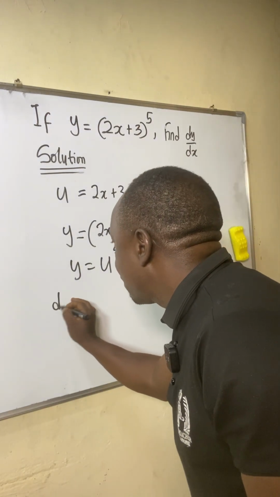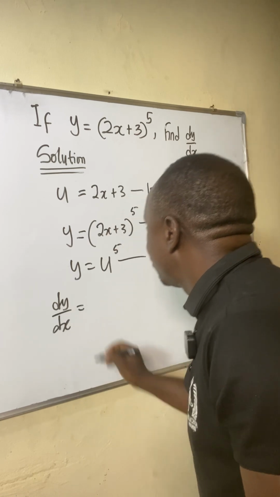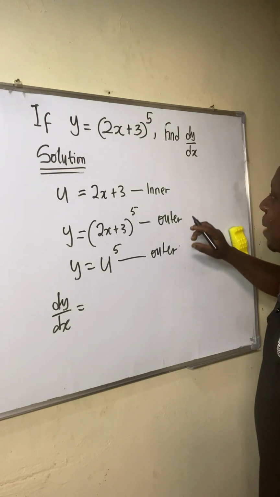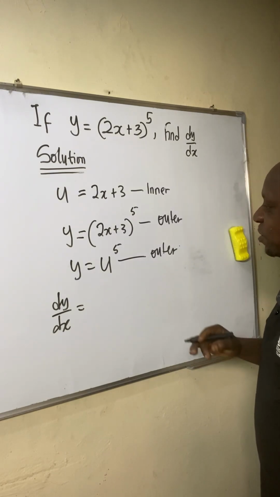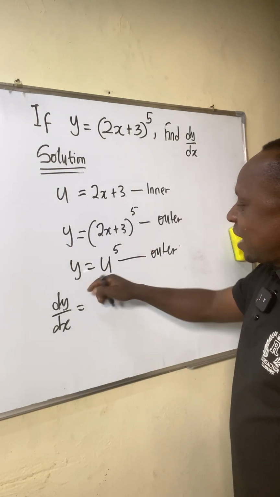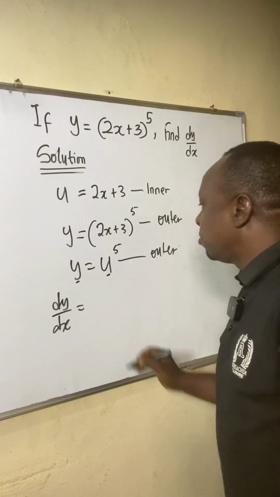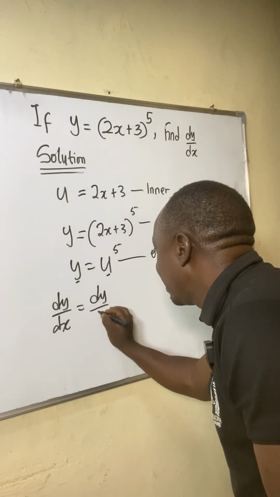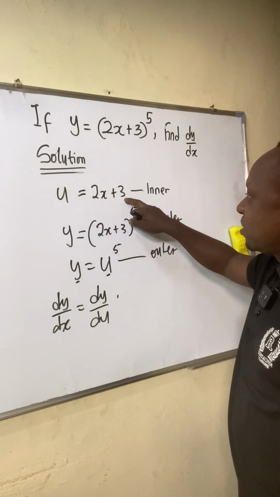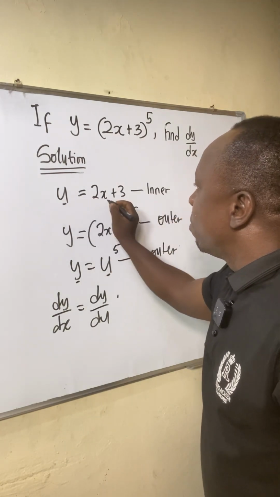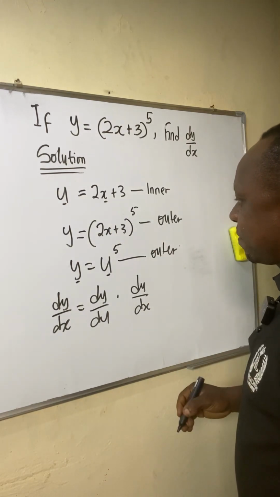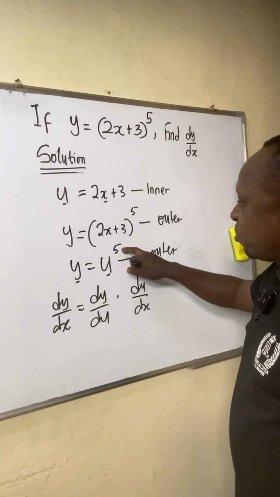That is, the change in y with respect to the change in x will be equal to the derivative of the outer function multiplied by the derivative of the inner function. Now, if y is equal to u raised to the power of 5, the change in y with respect to u will be dy/du, times, if u is equal to 2x plus 3, the change in u with respect to x will be du/dx.